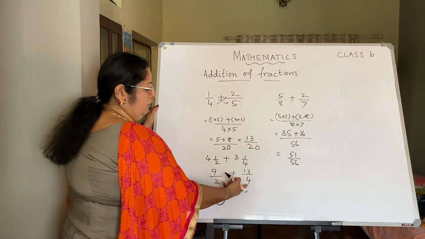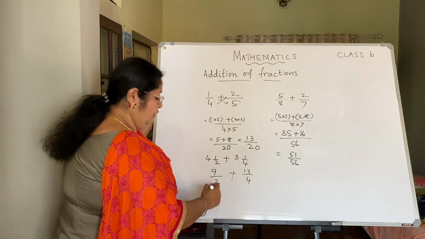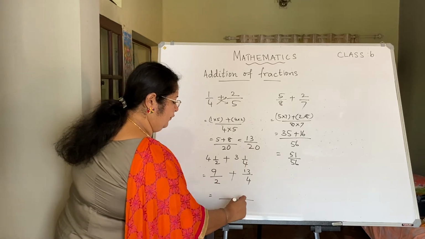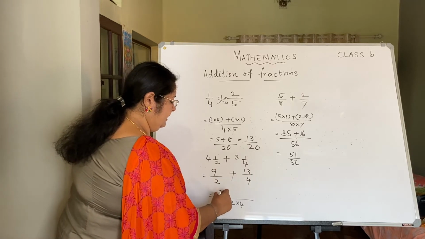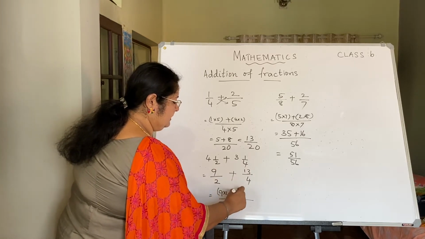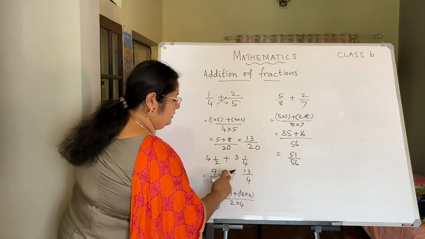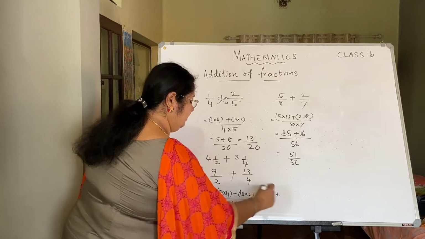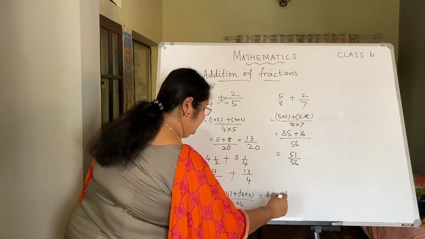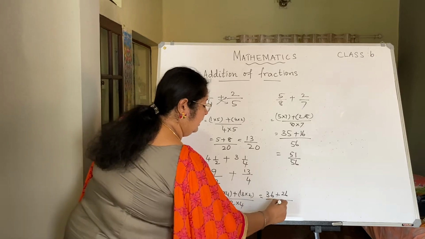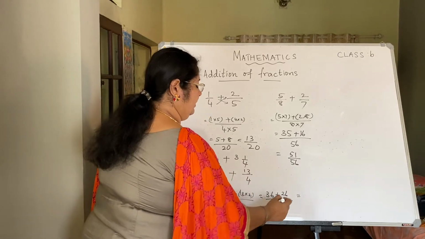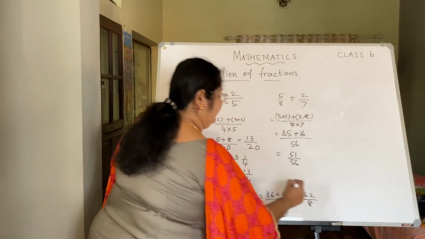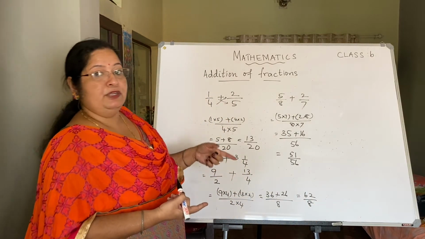Now it is of the form as we have seen here. What do you do to add this? Denominator will be 2 into 4. Numerator will be 9 into 4 plus 13 into 2. Cross product sum. So this will be 9 4s are 36 plus 13 2s are 26 divided by 4 2s are 8. So 36 plus 26, 62 by 8.